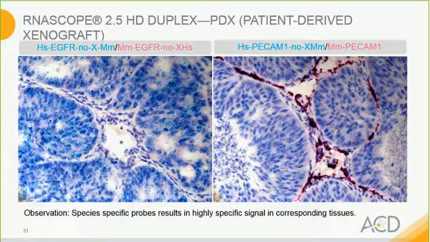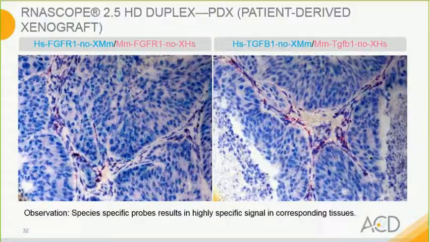In the picture on your right, PECAM1, which is an endothelial marker, was mainly expressed by stroma cells. You can see the very strong detection of the mouse-specific PECAM1 probe detecting PECAM1 in mouse stroma, but very low detection of PECAM1 in the human-origin tumor by the human-specific PECAM1 probe. So using the 2.5 duplex assay, we can detect species-specific targets within the same regions of the patient-derived xenografts.